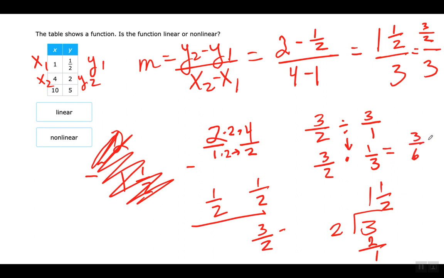So I'm going to have 3 over 6, which when you simplify it is 1 half. All right, so the answer for the first two, the rate of change is 1 half.